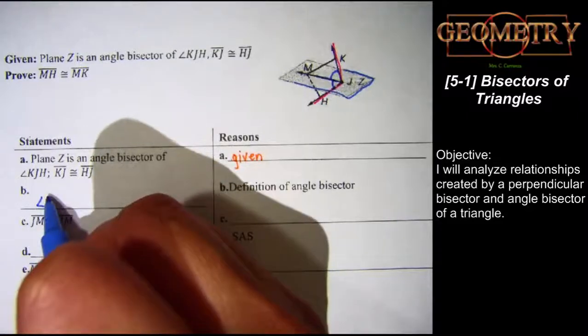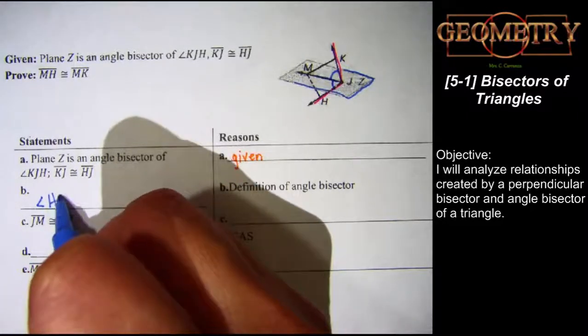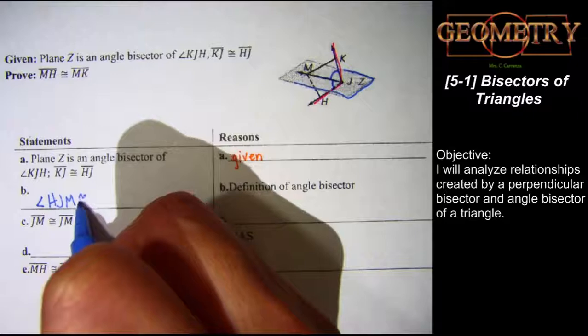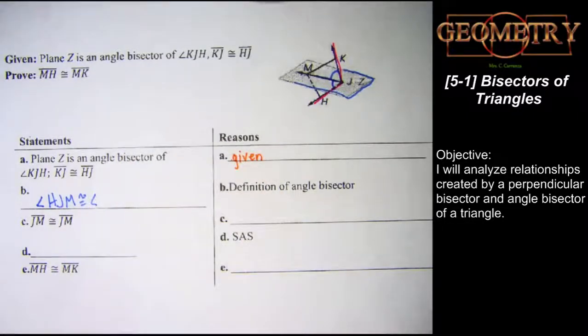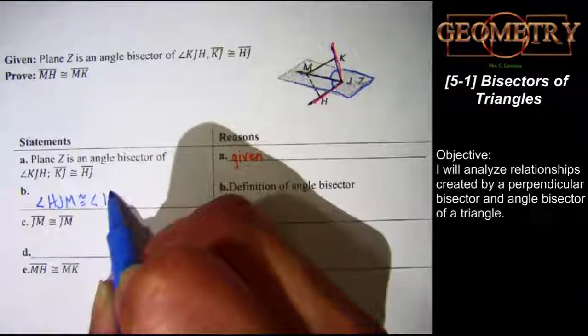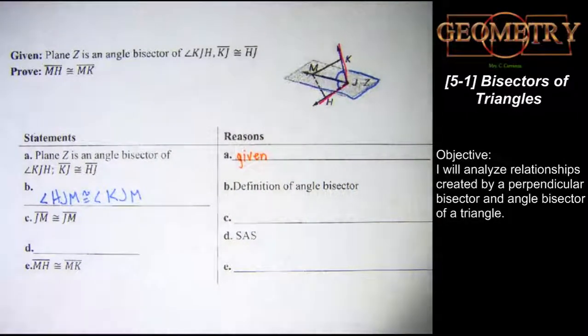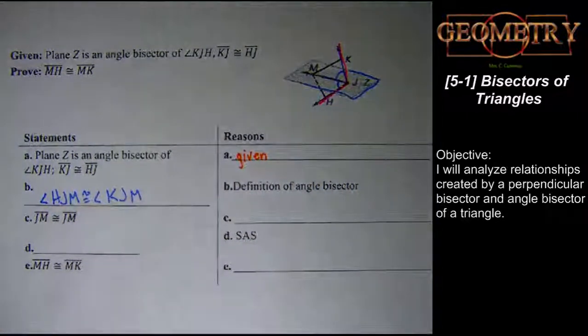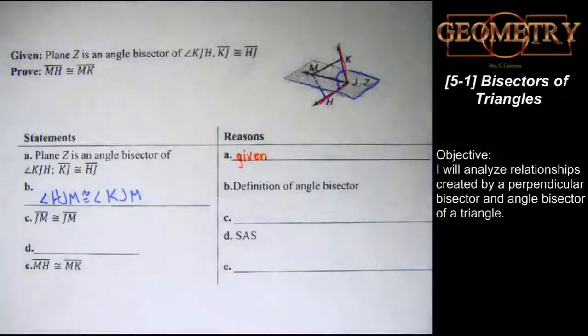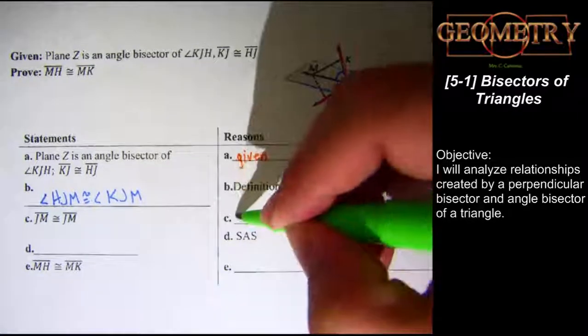So I'm going to write those angles. Angle HJM is congruent to angle KJM. Now notice that he made sure that the vertex was in the middle of the name. So J is the vertex of those angles, and so J is in the middle of the name. All right, the next thing that we have is that line segment JM is congruent to line segment JM. Reflexive property. Very nice.